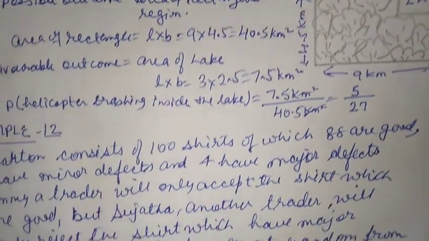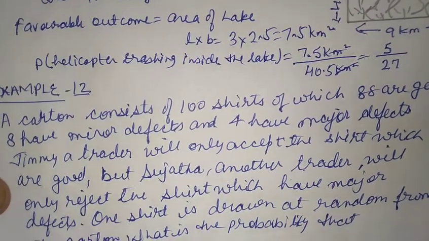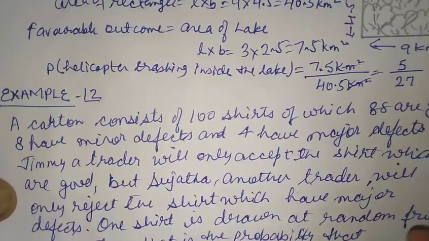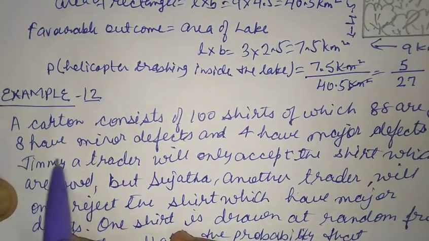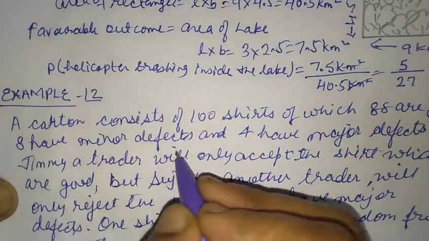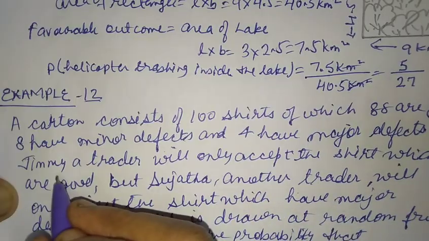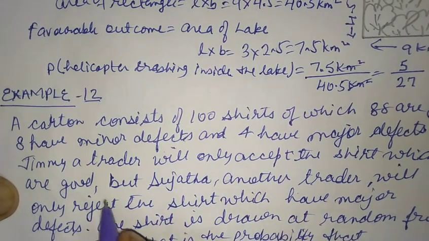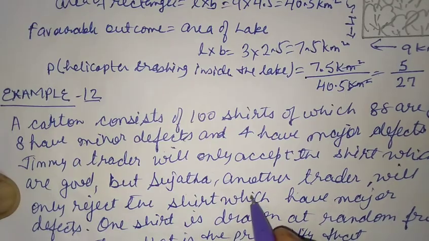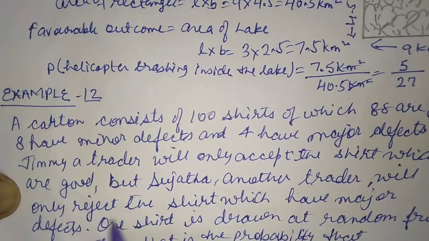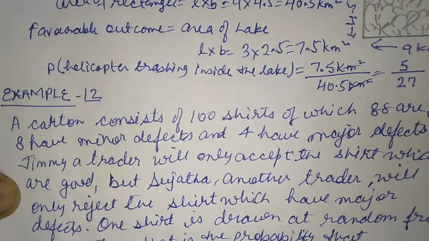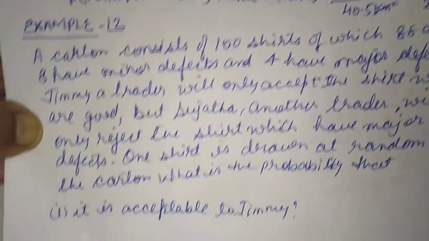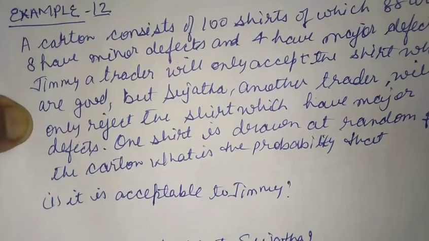Now let's go to our example 12 here. A carton consists of 100 shirts, of which 88 are good, 8 have minor defects and 4 have major defects. Jimmy, a trader, will only accept the shirts which are good, but Sujata, another trader, will only reject the shirts which have major defects. So one shirt is drawn at random from the carton. What is the probability that it is acceptable to Jimmy?